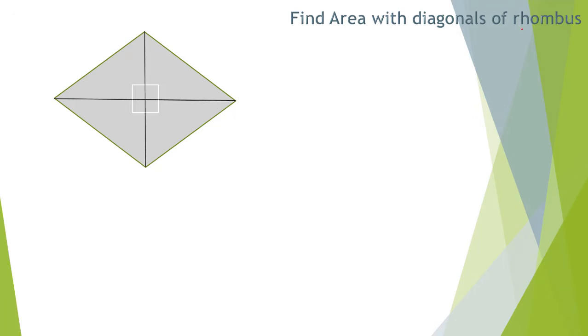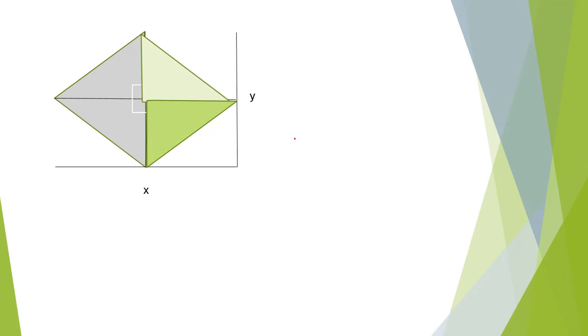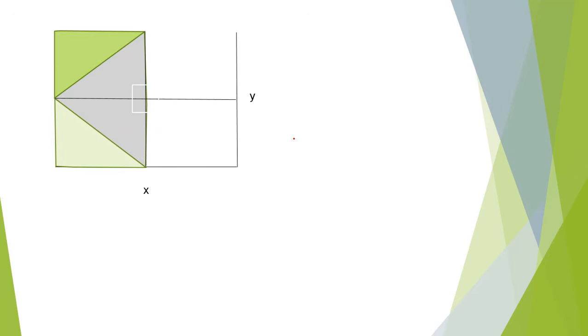Let's find the area with diagonals of a rhombus. The diagonals of a rhombus always intersect to form a 90-degree angle. Let's label this horizontal diagonal as x and vertical diagonal as y. A rhombus has 4 equal triangles and we can move these two triangles to form a rectangle. And this rectangle has the same area as the rhombus.